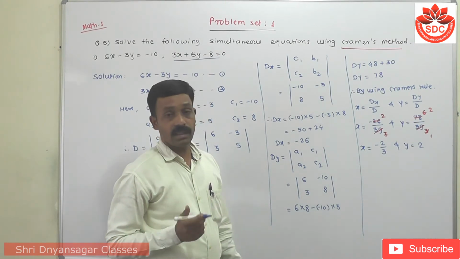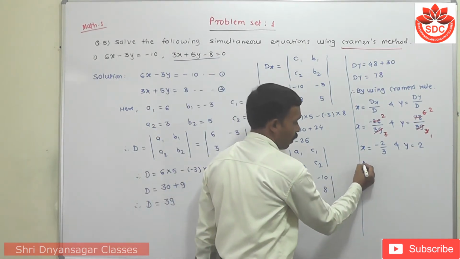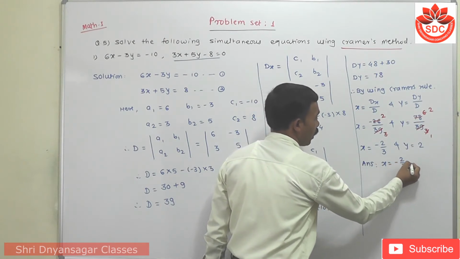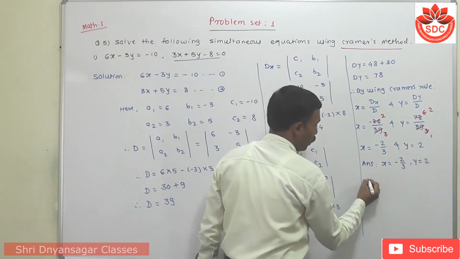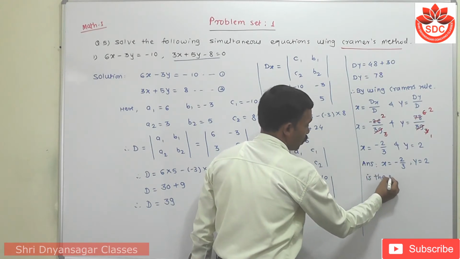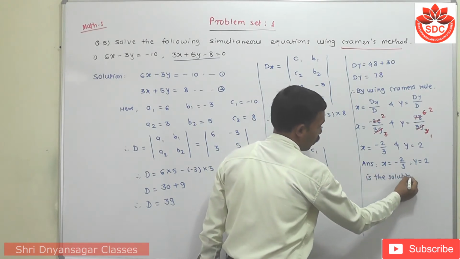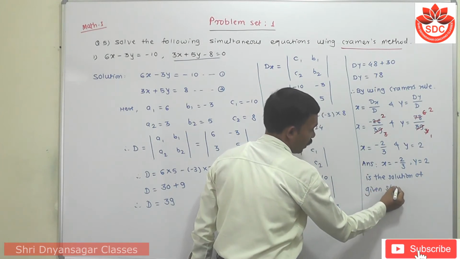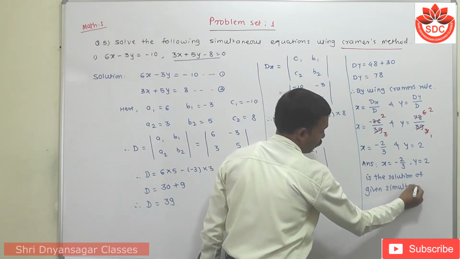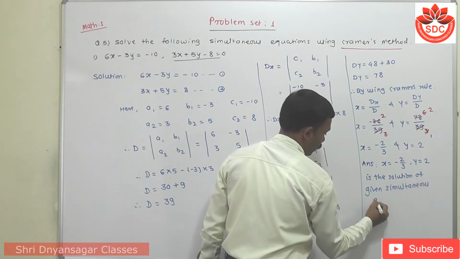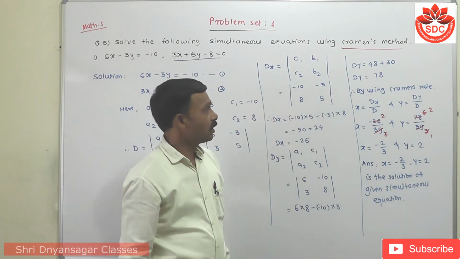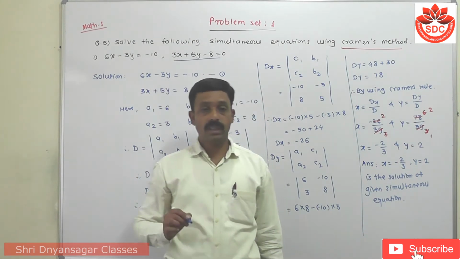So we write the answer in full sentence. Answer: x is equal to minus 2 upon 3, comma y is equal to 2 is the solution of the given simultaneous equation. This is the Cramer's method for solving the first example.